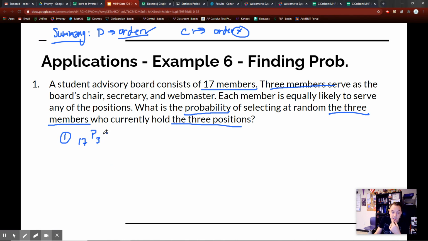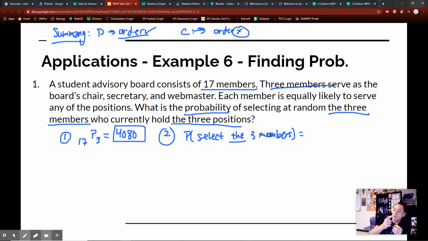Now this is 17 members total with 3 positions. And if we plug this into Desmos, I'm not going to show you that step, but we do get 4,080. Now my second step is to do my probability. So what's the probability of selecting the, I'm going to underline that because I'm going to come back to it, the 3 members. Now why am I underlining the?